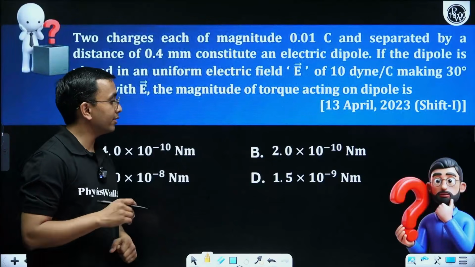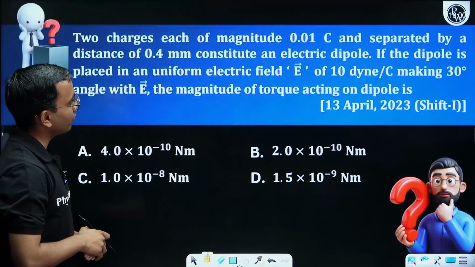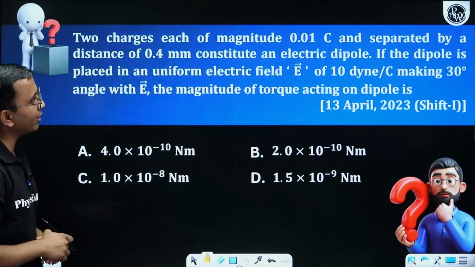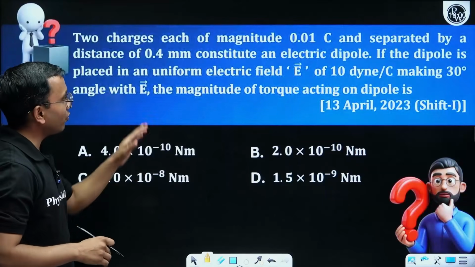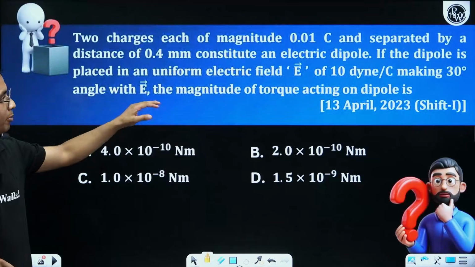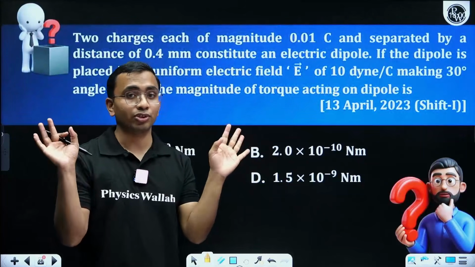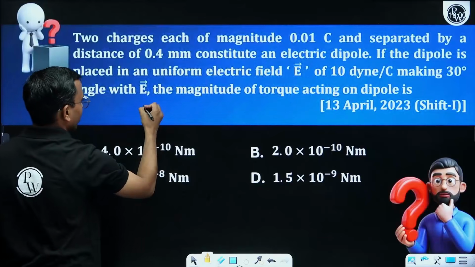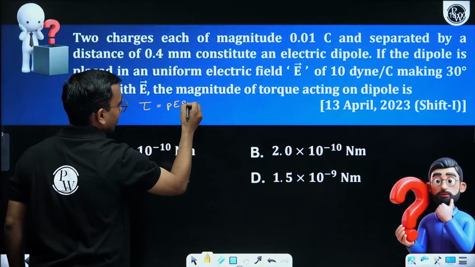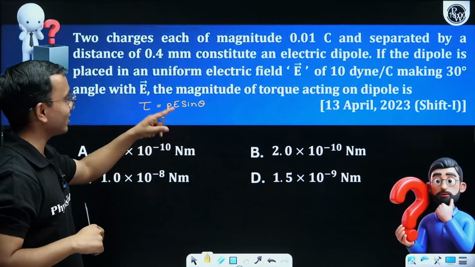Another question, let us read it out. Two charges each of magnitude 0.01 Coulomb and separated by distance 0.4 mm constitute an electric dipole. If the dipole is placed in uniform electric field E, that is 10 dyne per coulomb, making an angle 30 degree, the magnitude of torque on dipole is. Now this is a simple formula based question. Torque he is asking, I'll say torque as pE sin theta. But the problem is, here you need to convert everything to SI units.